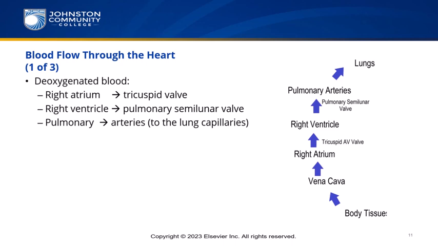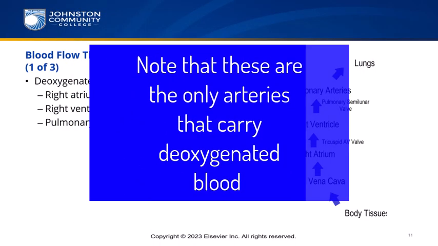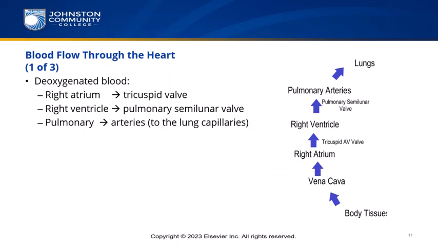When the right ventricle contracts, the blood is pushed into the pulmonary arteries to the lungs. Note that these are the only arteries that carry deoxygenated blood. You may see that on a test. These arteries deliver the deoxygenated blood to the capillaries of the lungs, where carbon dioxide leaves the blood and oxygen is picked up to begin the cycle of delivering oxygen to the cells all over again.